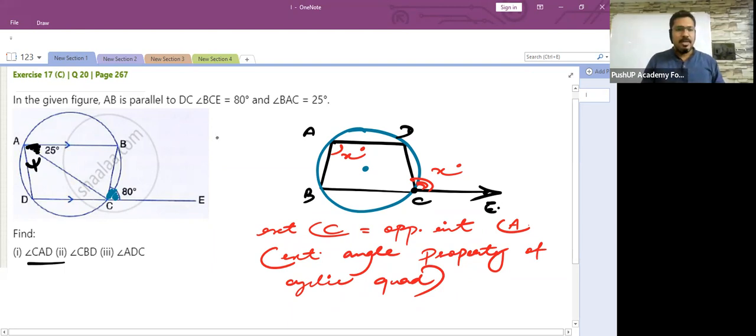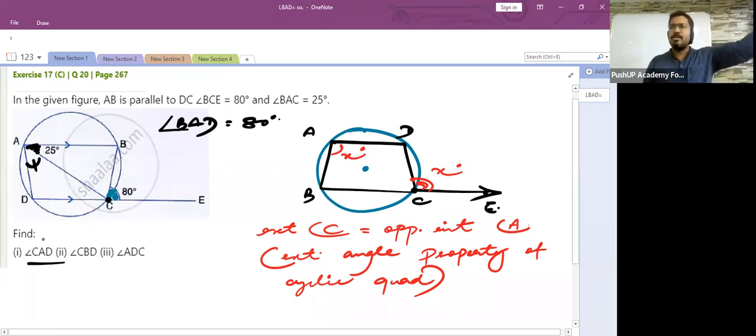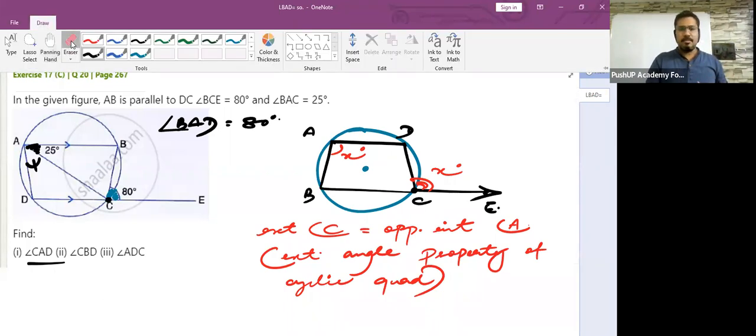How much would be CAD? Very simple. Children, you know that the whole angle BAD will be how much? That will be 80 degrees. Why? What is the reason? Because the exterior angle formed at vertex C is 80. So the opposite interior angle, the whole of angle A, should also be 80 degrees, right? I'll erase this portion.